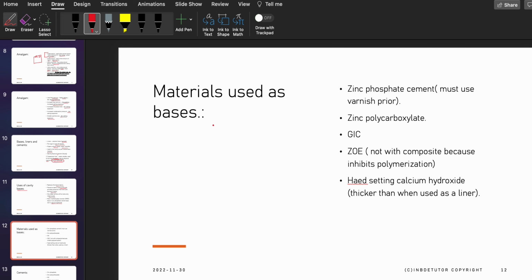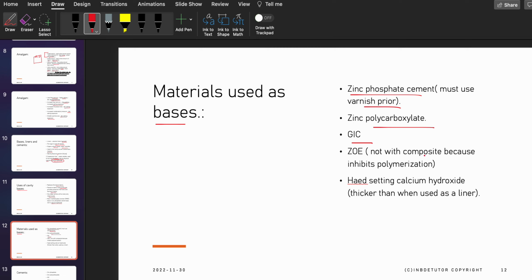Now, what are the different kinds of materials that are used as bases? The number one is zinc phosphate cement, and it is very commonly used in dental clinics. And whenever you apply zinc phosphate cement, it is a must to use a varnish prior to placing the zinc phosphate cement, because it can irritate the pulp. The second one is zinc polycarboxylate, third one is the GIC, and the fourth one is the ZOE.